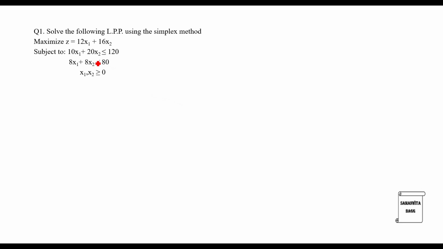Z is equal to 12x1 plus 16x2 subject to the constraints 10x1 plus 20x2 less than or equal to 120, 8x1 plus 8x2 less than or equal to 80, and the non-negativity constraints are x1 and x2 greater than or equal to 0. So we will start solving by first converting these constraints into a proper standard form.